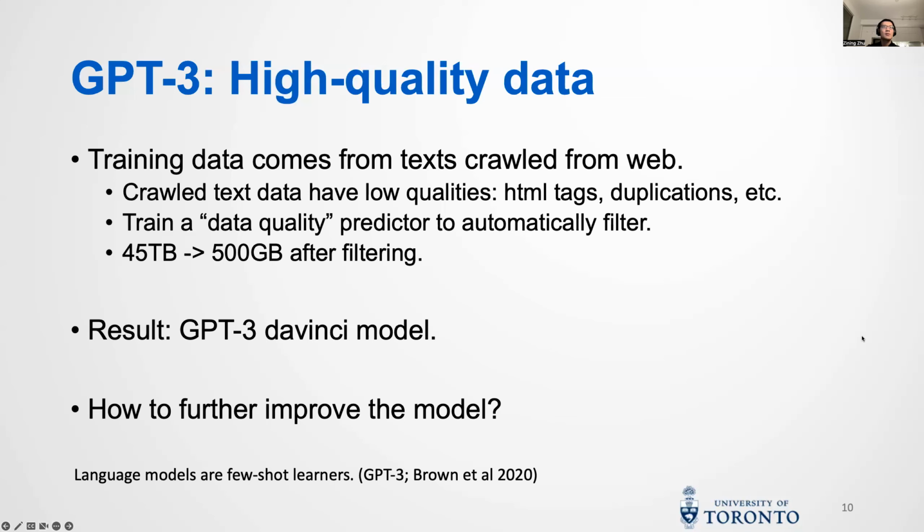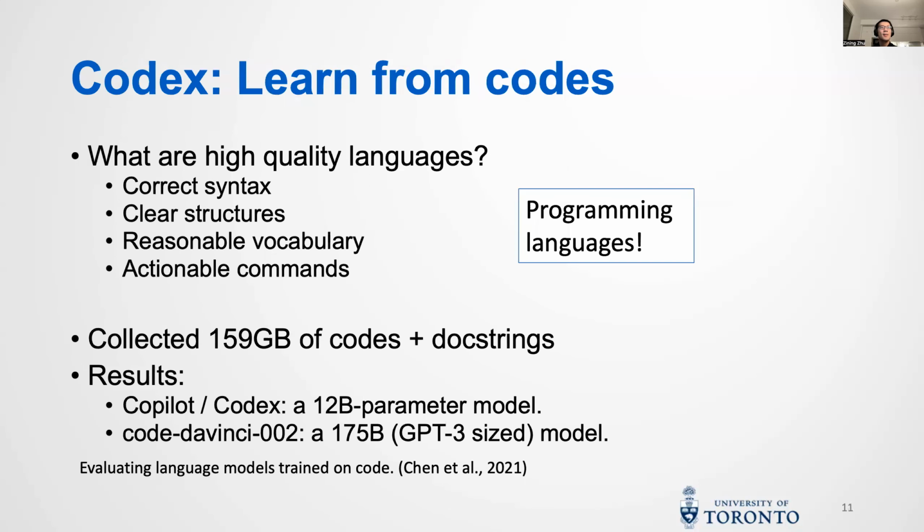So to further improve the model, it is very, very hard to continue on the path of crawling internet text data because they have almost already acquired all of the text data that were available on the internet. So how to further improve the model? OpenAI researchers collaborated with Microsoft, who has the ownership of GitHub, to train the Codex model.